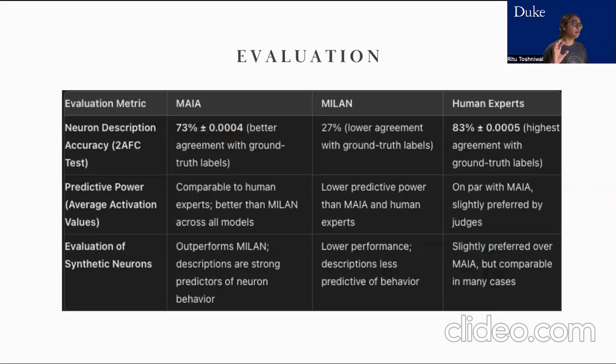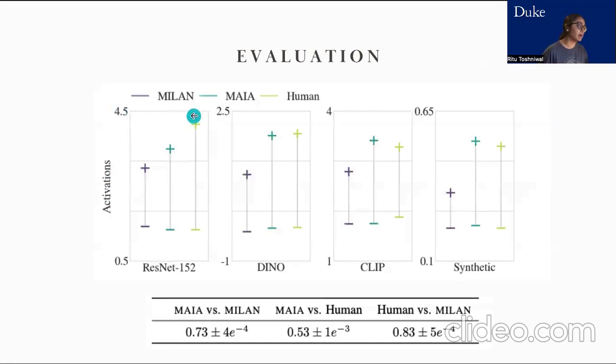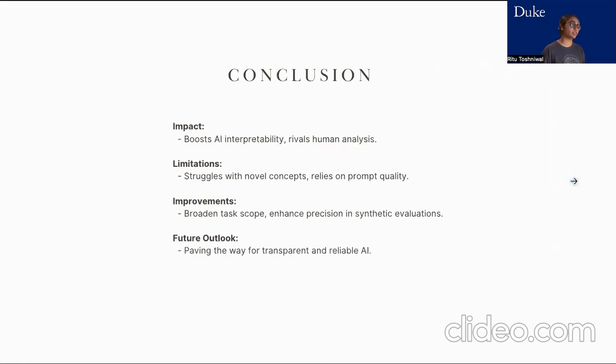Now, it was evaluated using human experts, where MAIA performed better than MILAN, with 73% agreement with the ground truth, and MILAN was just 27%. It was also seen that the average activation value matches the human activation value, whereas MILAN was slightly lower for all the vision models. And also for the synthetic neurons, it was very close to the human evaluation, whereas MILAN lacked that comparison.